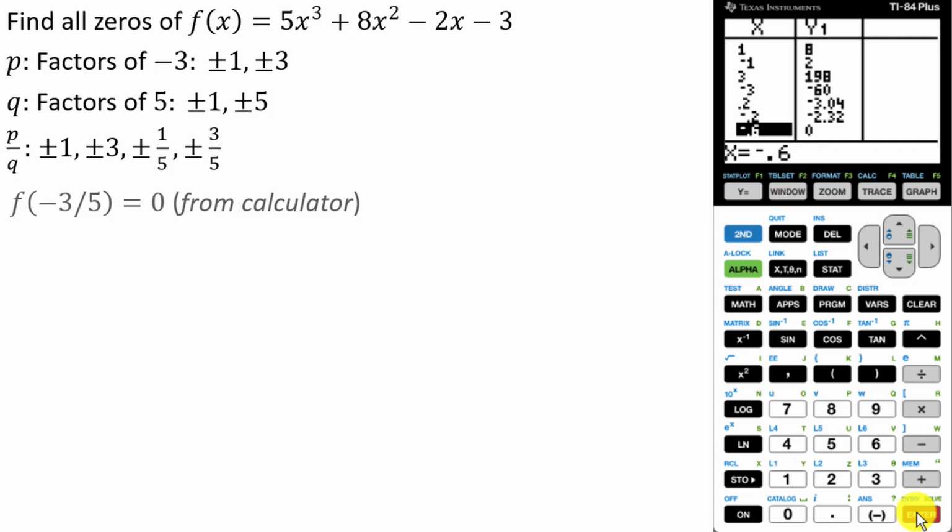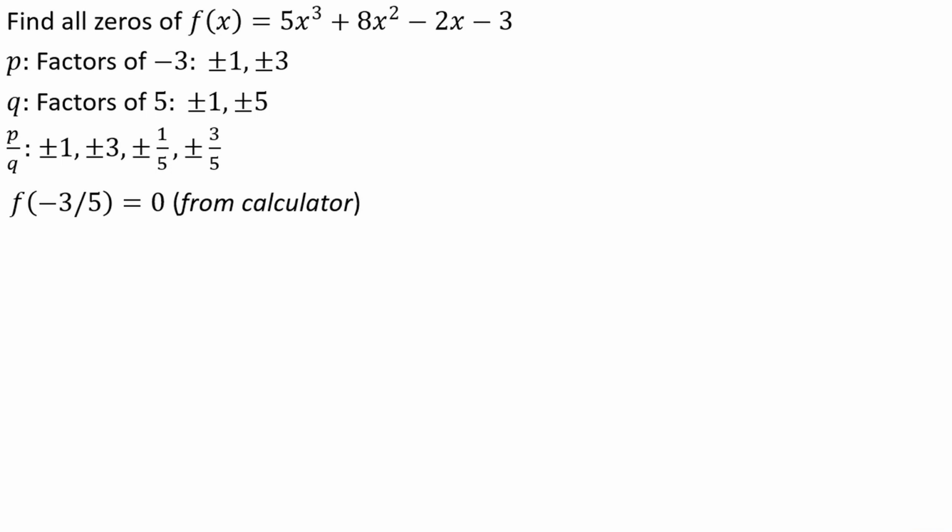That means the only rational zero is negative 3 over 5, or that x plus 3 over 5 is a factor. There is a nicer way to write the factor, as I'll show you in a second, but this is the form that we need for synthetic division. We write negative 3 over 5 to the side, and then write the coefficients of 5, 8, negative 2, and negative 3. We bring down the 5 and multiply by negative 3 over 5.